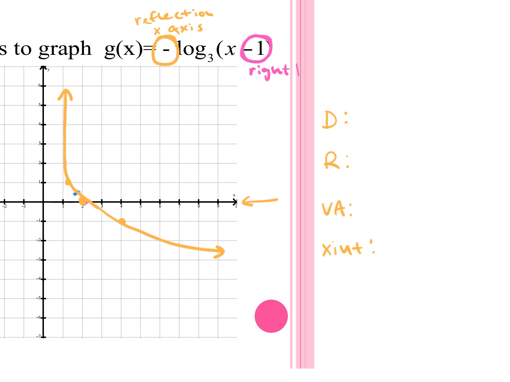Let's start with the easy one. Our range is what? -infinity to +infinity. Our domain and our vertical asymptote go hand in hand, so they're going to be that same value. So how would we find our vertical asymptote? We set what's in the parentheses equal to 0. So x minus 1 equals 0. Add 1. So x equals 1. So our vertical asymptote would be x equals 1.